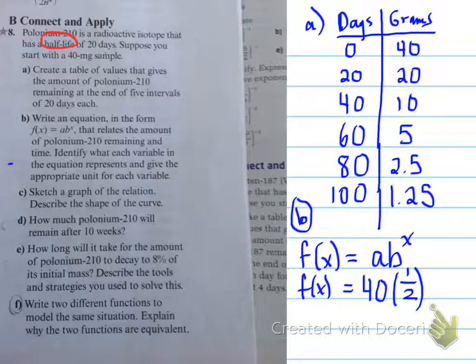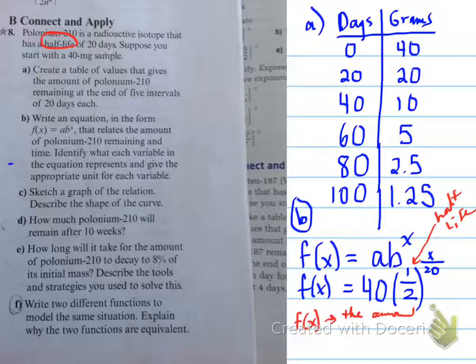So half to the power of x over 20. Why is it x over 20? Because, folks, we don't go to sleep and wake up and it's 20 days later. We operate by days. So, x over 20 is just saying however many days we're looking at divided by 20, because every 20 days is the half-life.